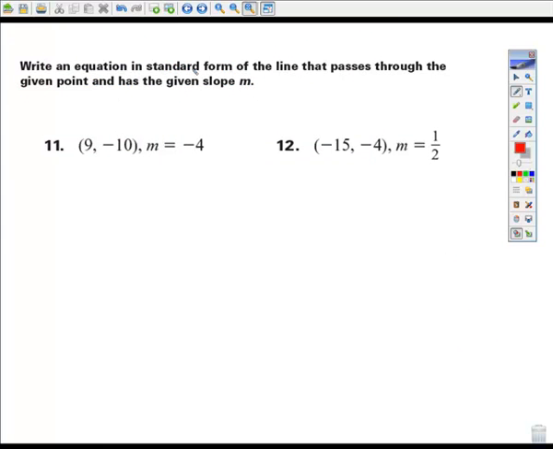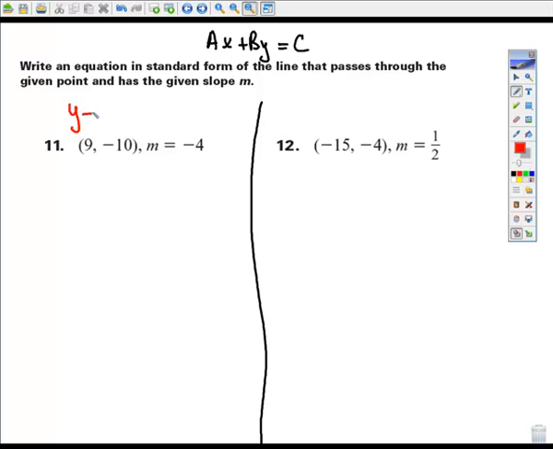Okay, this is write an equation in standard form of the line that passes through the given point and has the given slope. There's a couple things that we can do. We can use point-slope form, which is what we had in our last lesson, or we can write it in slope-intercept form, but ultimately we're going to change it to Ax + By = C. I'm going to go ahead and write the first one in point-slope form, and the second one I'll do slope-intercept, just so that you can see it doesn't really matter which way you do it.